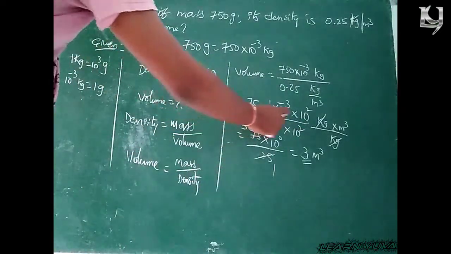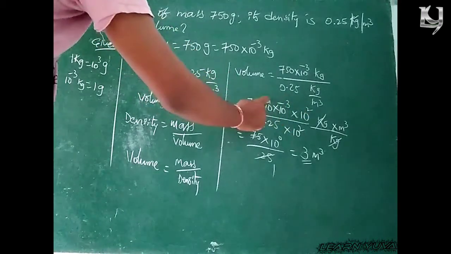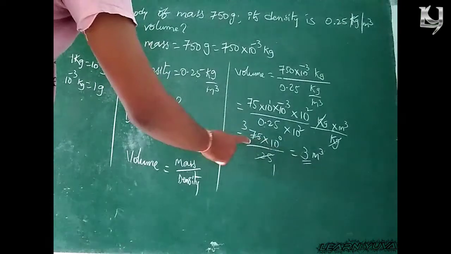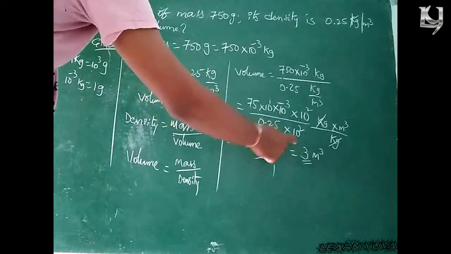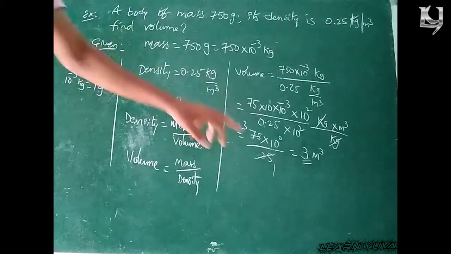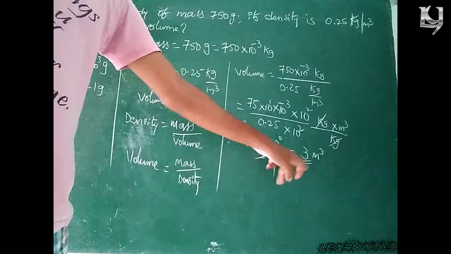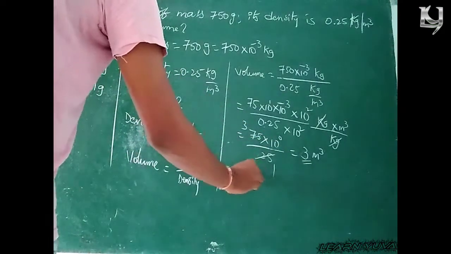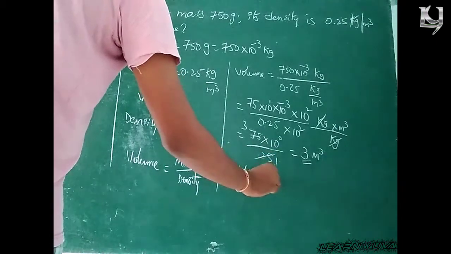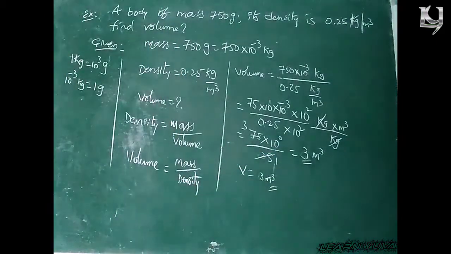So 0.25 into 10 square. When the bases of the powers are the same, we add them: 2 plus 1 is 3, 3 minus 3 is 0. So 10 power 0 into 75. 0.25 into 100 is nothing but 25. 75 by 25 is 3. So 3 into 10 power 0. 10 power 0 value is 1. 3 into 1 is 3. So volume is equal to 3 meter cube. Right? In this way we can do this.